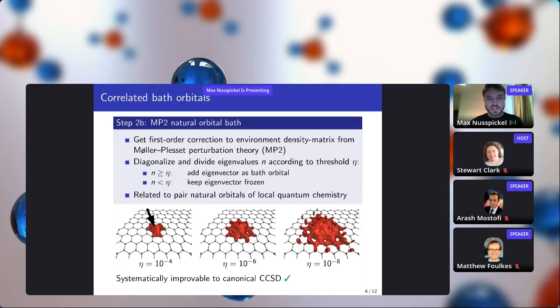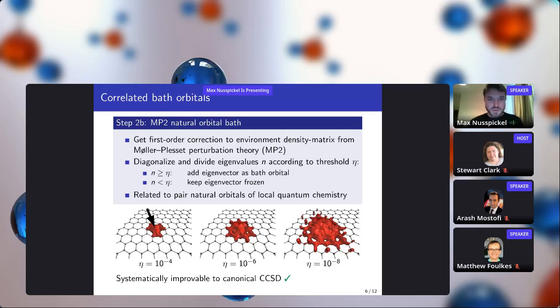This idea, I should say, is very much related to something called pair natural orbitals that are frequently used in local quantum chemistry. It's a bit of an extension because we use it to generate both occupied and virtual orbitals in the environment, whereas in quantum chemistry, these PNOs are usually just used to create virtuals. And they are also not just for a pair of occupied orbitals, but we generalize them to a whole atomic cluster.